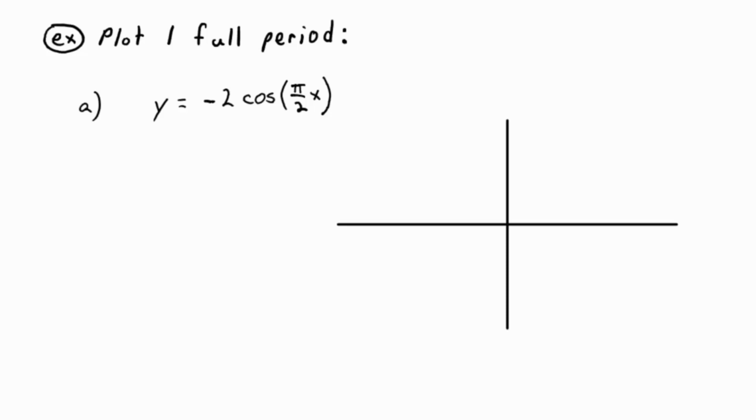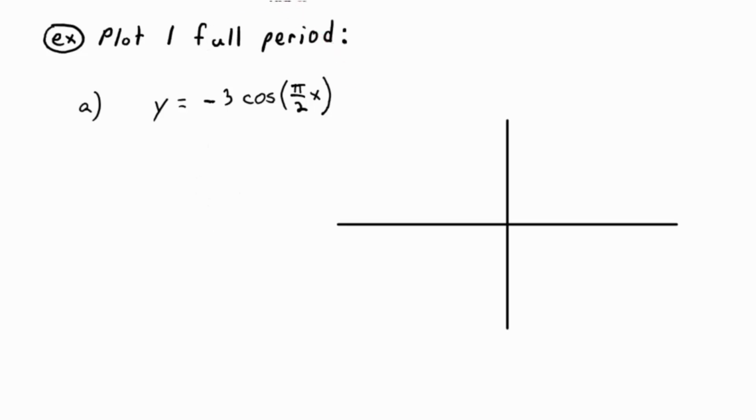Let's plot one full period of y equals -2. There's too many 2's there. Let's make it -3. Sorry if you already wrote that down. Let's make it -3 cosine pi halves times x. One full period. Well, the technique isn't going to change. I'm going to graph the curve first and then go from there.